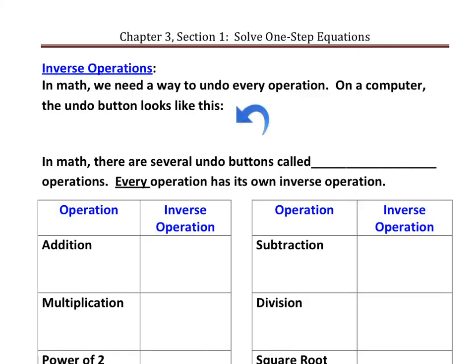Okay, turn to the next page. Let's talk again about inverse operations. So in math, we need a way to undo every operation. Every single thing in math that you can do needs an undo button. In Microsoft PowerPoint or Word or even on your cell phone, the undo is this backwards arrow. That's pretty much what we're doing with these inverse operations. So there are several undo buttons called inverse operations. And I do want you to get used to using that phrase, inverse operations. Every single operation has its own inverse.